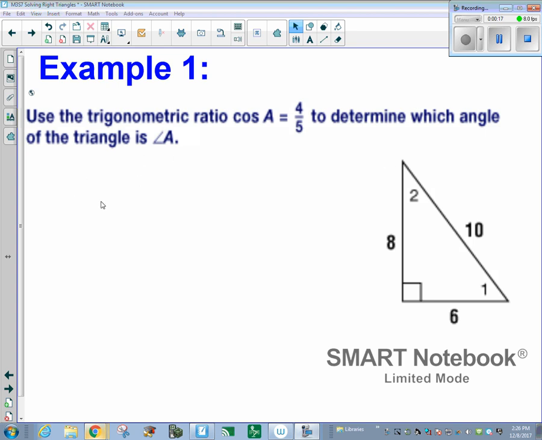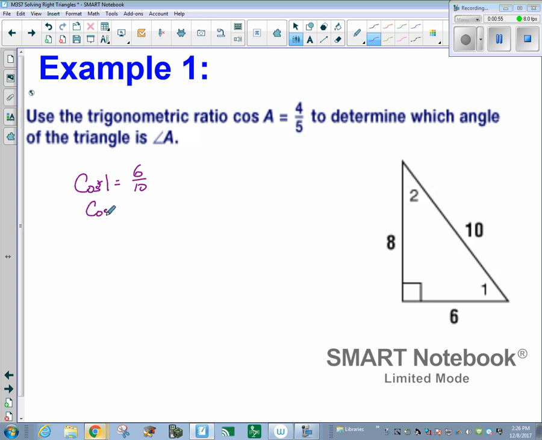All right, so the first problem says use the trigonometric ratio cosine of A is 4/5 to determine which angle of the triangle is angle A. Basically, if I'm dealing with angle A, we only really have two options. We're not going to deal with the right angle. So let's set up a cosine for angle 1. Cosine of angle 1 is equal to, well, cosine is adjacent over hypotenuse. That would be equal to 6/10.